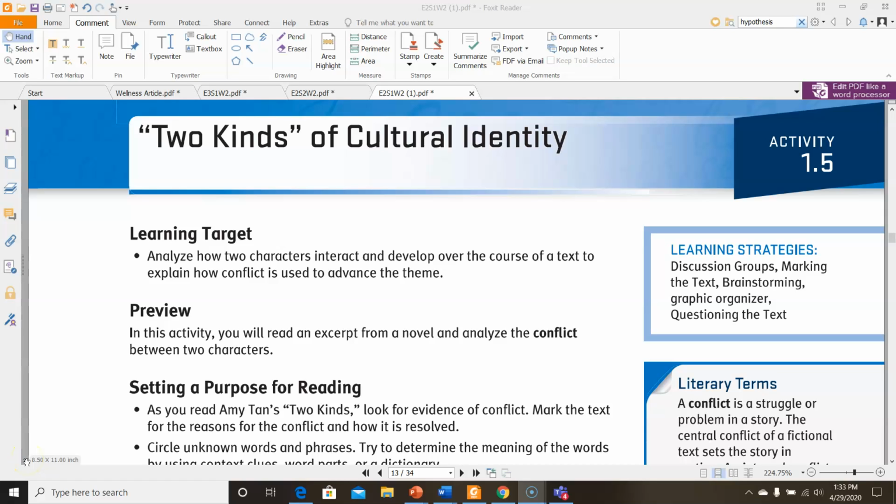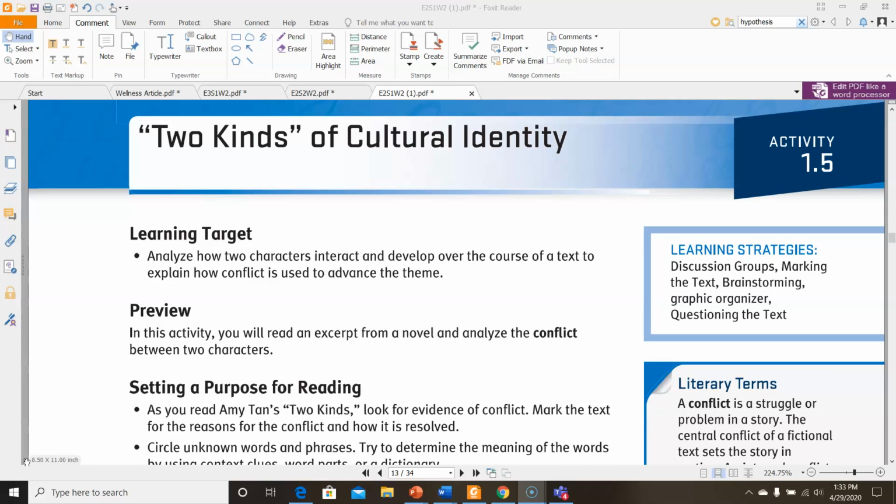Hi girls! Today we're going to go over English 2 Semester 1 Week 2 Activity 1.5, Two Kinds of Cultural Identity. Our learning target for this activity is to analyze how two characters interact and develop over the course of a text to explain how conflict is used to advance the theme.